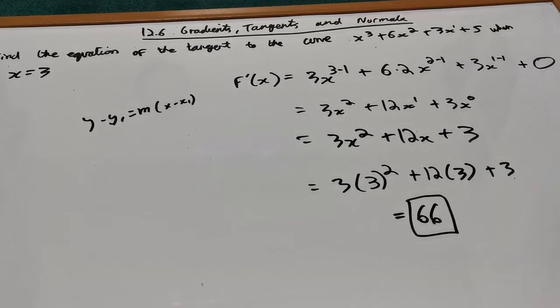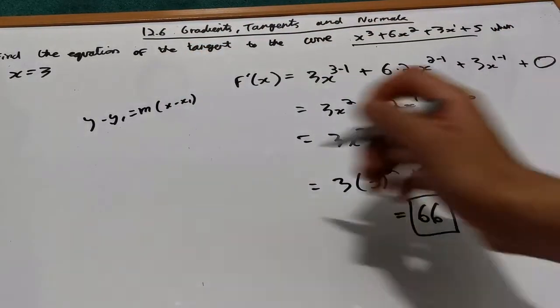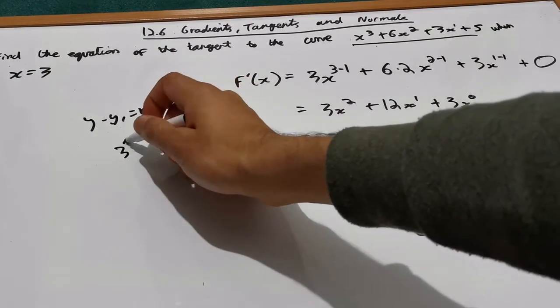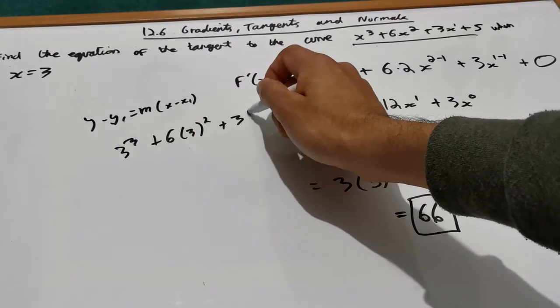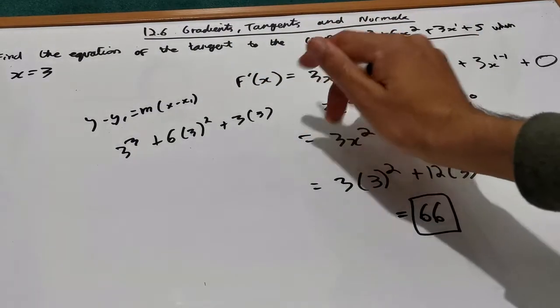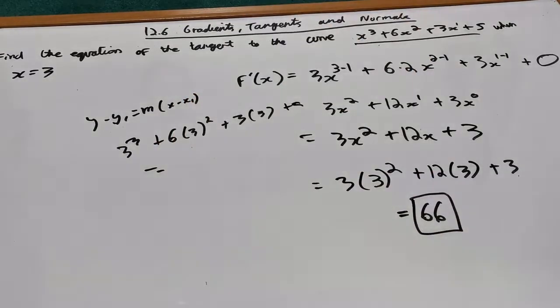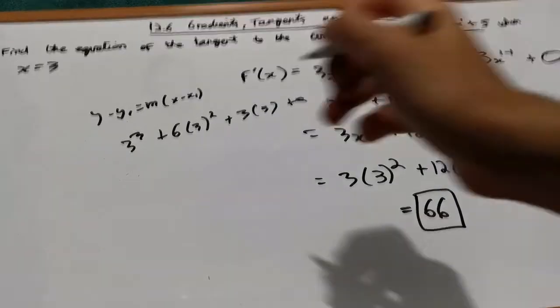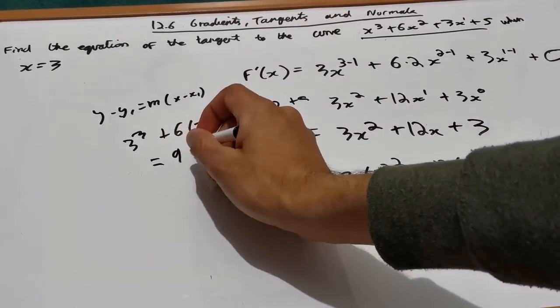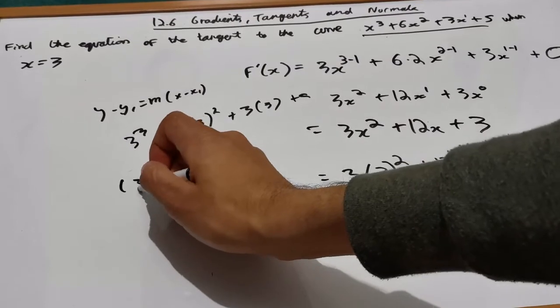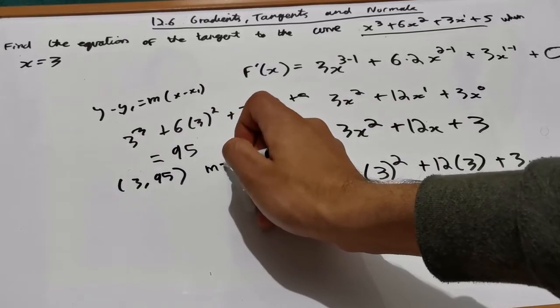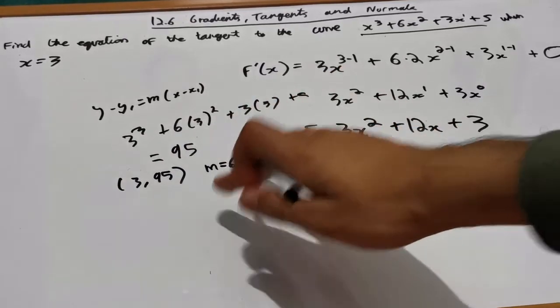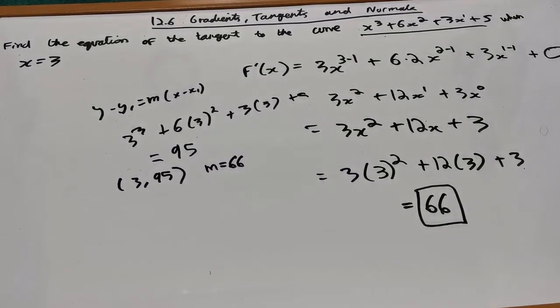Therefore, if we just substitute 3 into our initial equation, so that's 3 cubed, add 6 times 3 squared, add 3 times 3, add 5, we get, this is just 95. Now we have our coordinate, 3, 95, and we have our gradient, 66. Now all we do is substitute this into our original expression, y minus y1 is m times x minus x1.